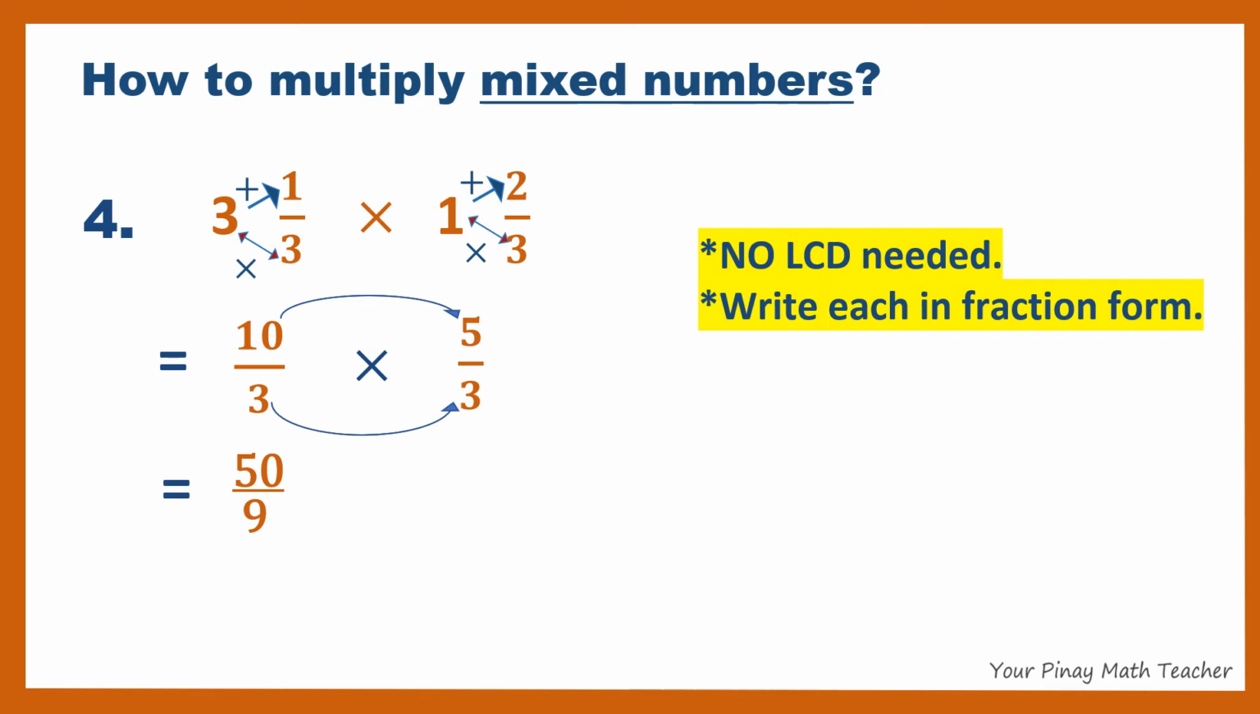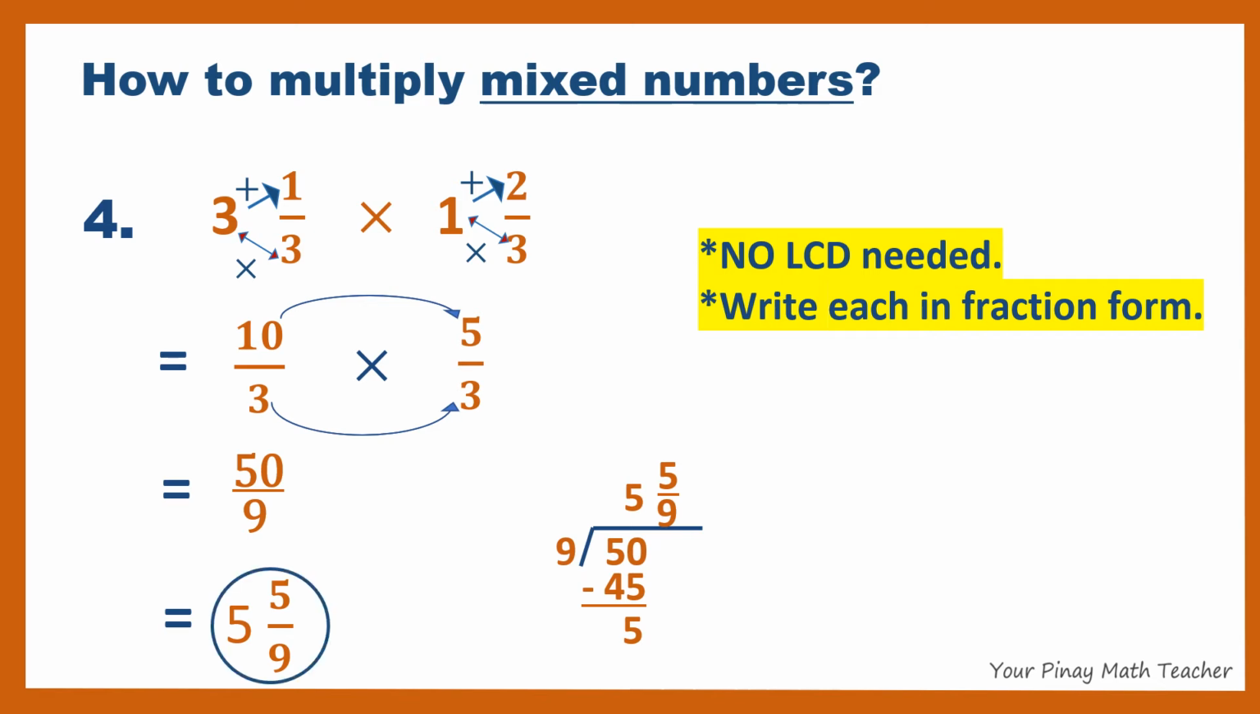Since this is improper and we cannot reduce it anymore by any number except 1, then we have to divide 50 by 9. So we get an answer of 5 and 5/9. There is no other way to do this since no pair of numbers can be reduced. So the final answer is 5 and 5/9.